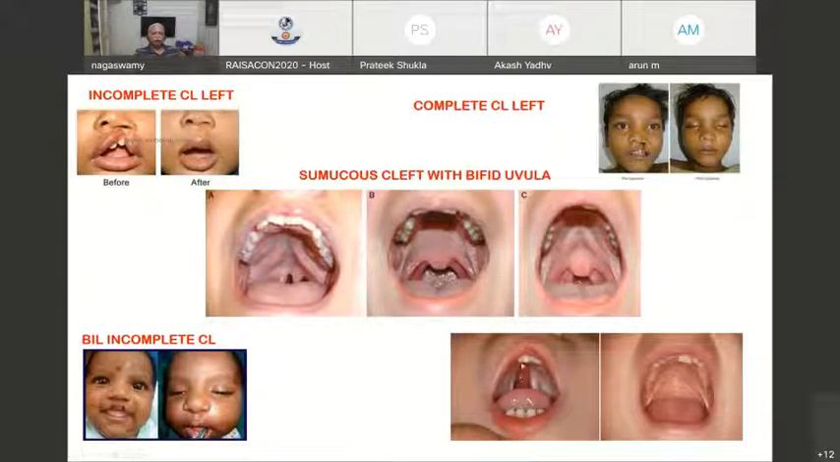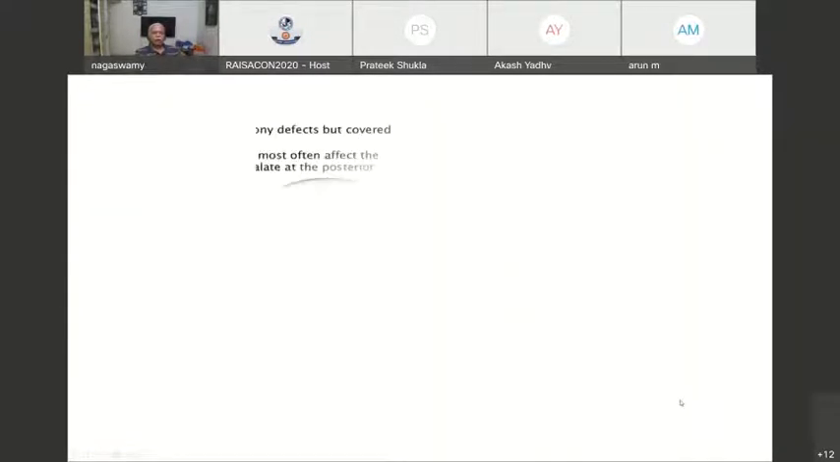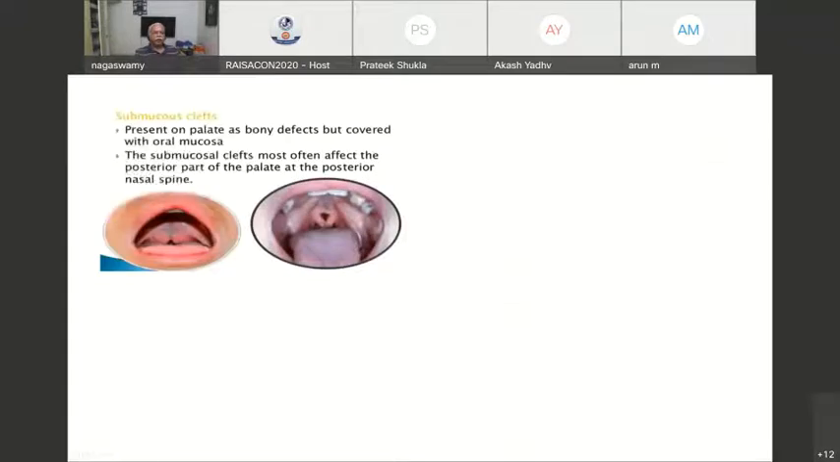Okay. So this is an incomplete cleft of the palate, which is now repaired. You can see this nicely, beautifully repaired, and there is no gap at all. Now this is what is called the submucous cleft, which is there with the bifid uvula, again identified by the bluish tinge. That is the only indicator that it is a submucous cleft.